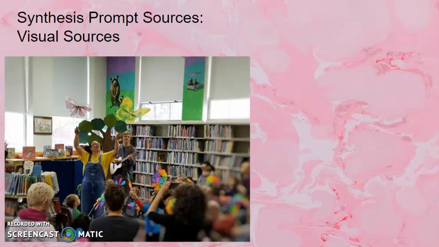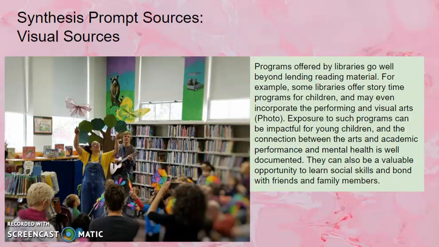Here's an example of a photograph. So how could I use that photograph for the library prompt? How could I use it as evidence? Maybe I write something like this. Programs offered by libraries go well beyond lending reading material. For example, some libraries offer storytime programs for children and may even incorporate the performing and visual arts. So that's what I'm seeing in that photograph, right?